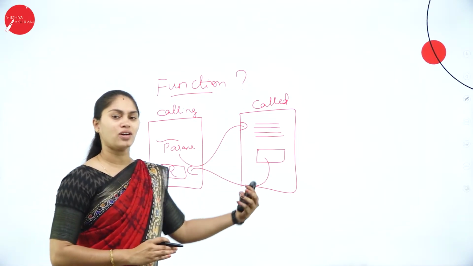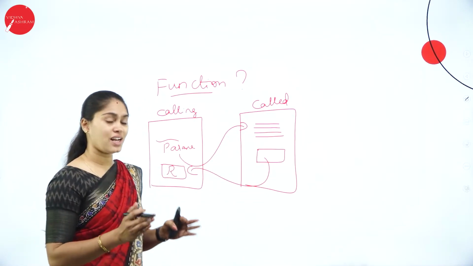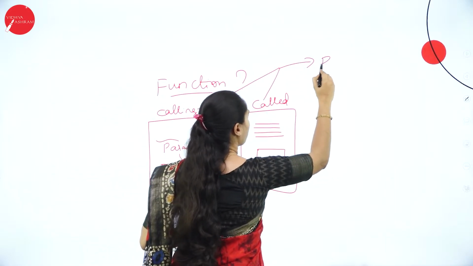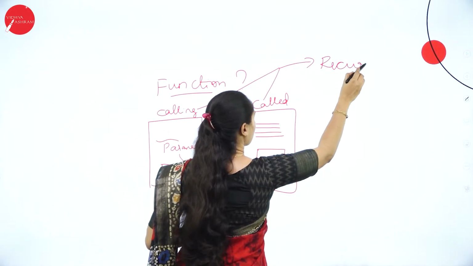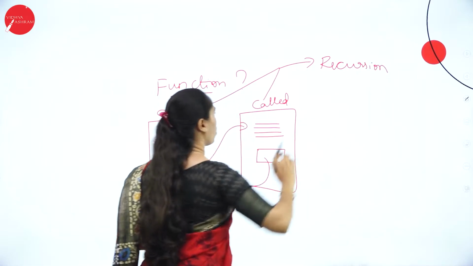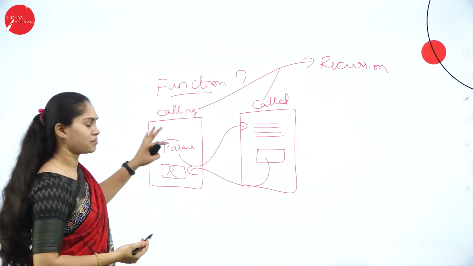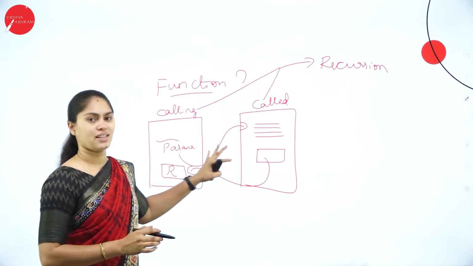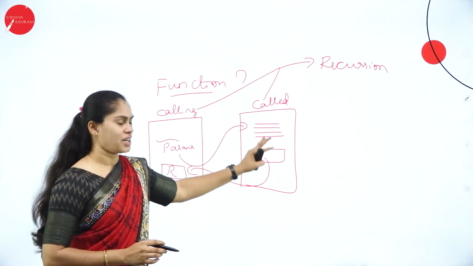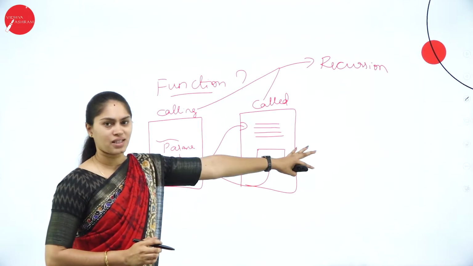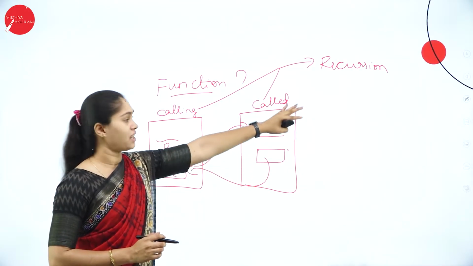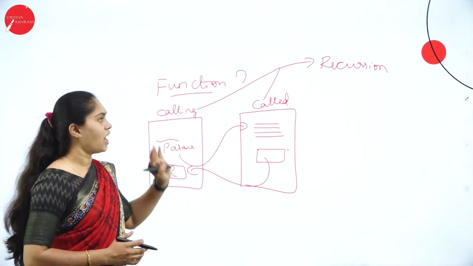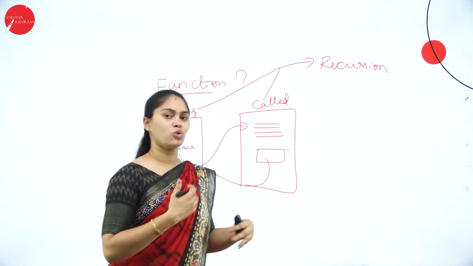Now I will be talking about recursion. In recursion, the calling function as well as the called function are both the same. So we won't have a separate calling function and called function in recursion. Both will be considered the same thing, even in the recursion of C programming. And also, how does this recursive function work?